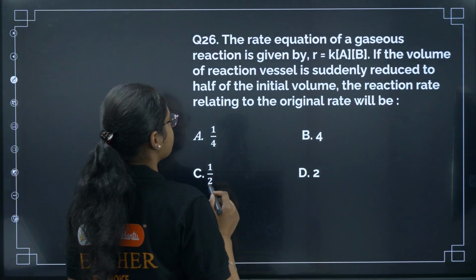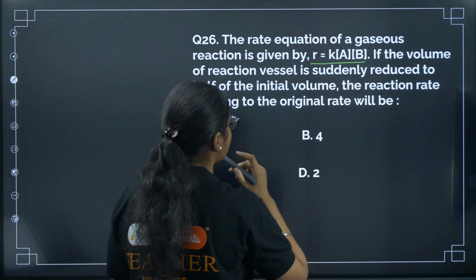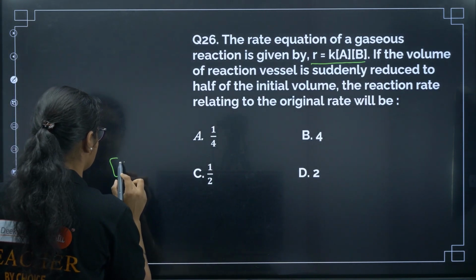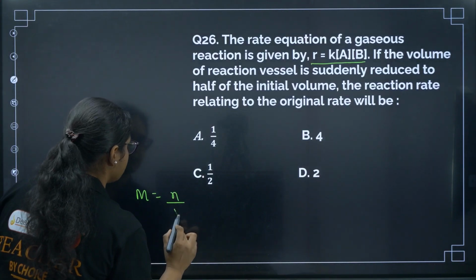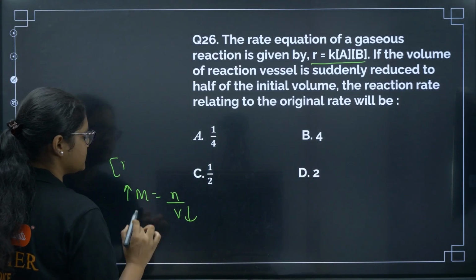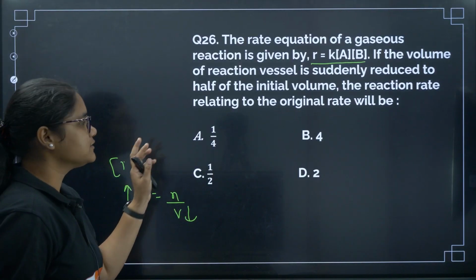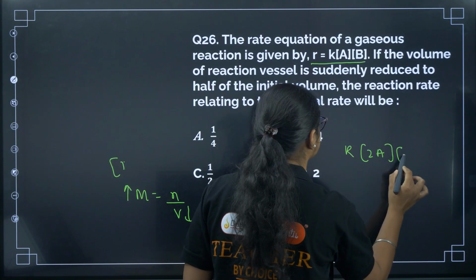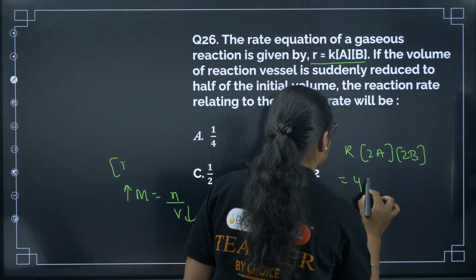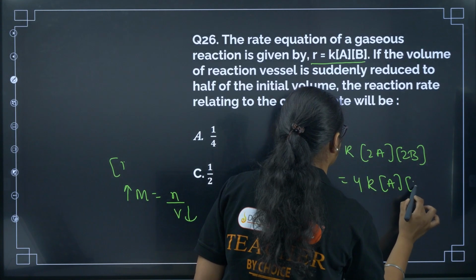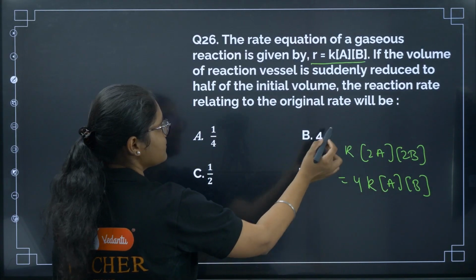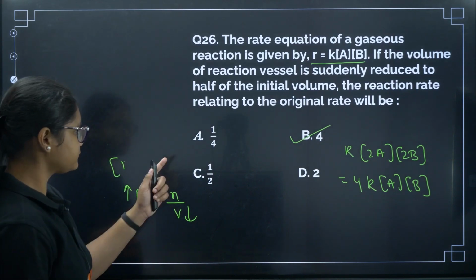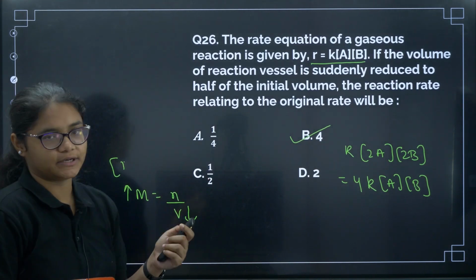Next, the rate equation of the gaseous reaction is given by K[A][B]. If the volume of the reaction is suddenly reduced to half, so if you know the formula of concentration or molarity, it is number of moles by volume. So if volume is reduced to half, concentration will increase. So if it is half, it will be doubled. So now when the volume is halved, what has happened? The concentration will become 2 times now, okay. So that will be equal to 4 times of K[A][B]. So the reaction rate relative to the original rate will be 4 times, okay. So the correct answer for this question will be option number B.